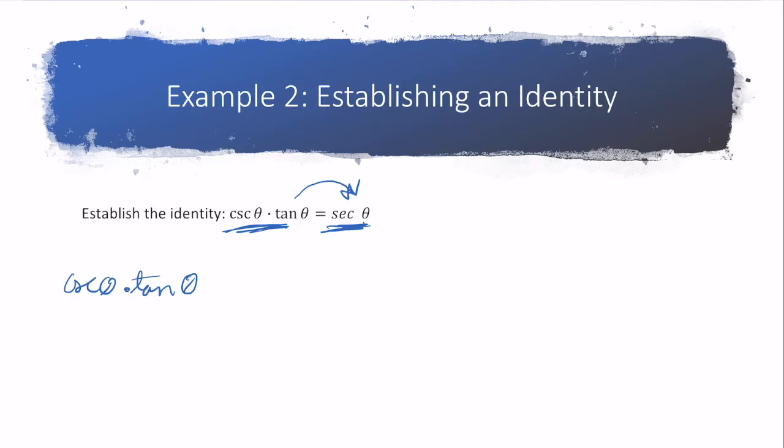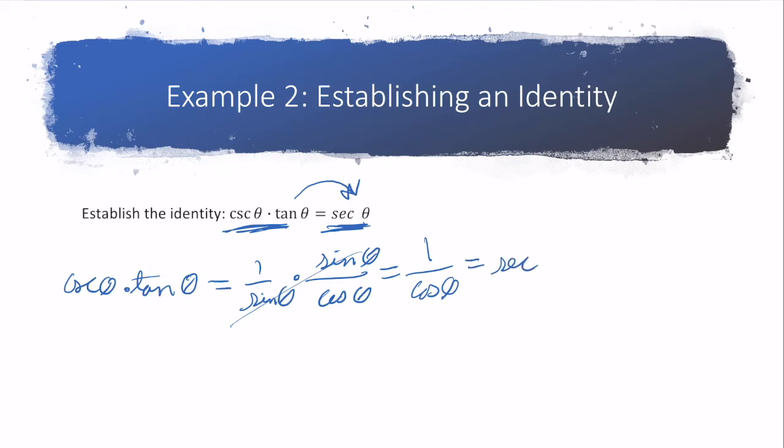So let me go ahead and rewrite both of these actually in terms of sine and cosine. So cosecant of theta is 1 over sine theta. Tan of theta is sine of theta over cosine theta. You can see my sine of thetas are going to cancel. I get 1 over cosine theta. Well, 1 over cosine of theta's identity is secant of theta.